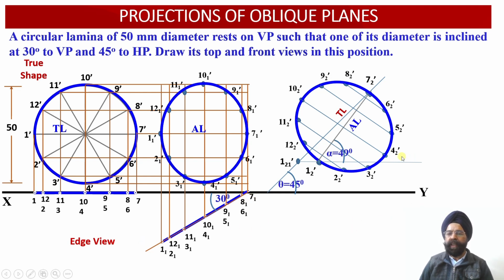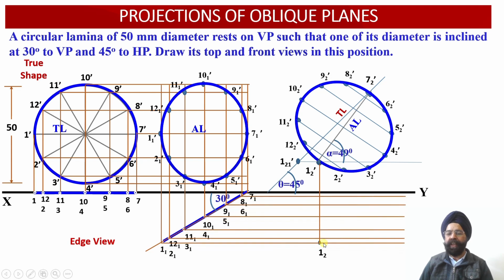So wherever the vertical projectors from the elevation projection points intersect with the horizontal projectors of the corresponding points, the 12 points of the plan projection view of the oblique lamina will be obtained over here. So let us see how we can obtain all of these 12 points. Here we have drawn the horizontal projectors from all the 12 points of the plan projection view which we had obtained previously.